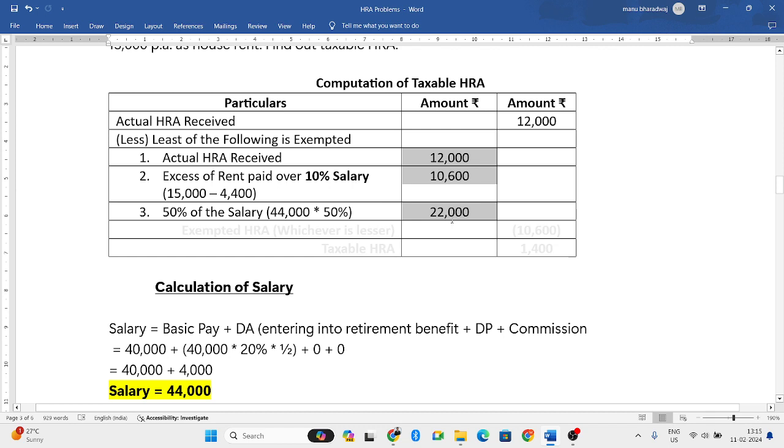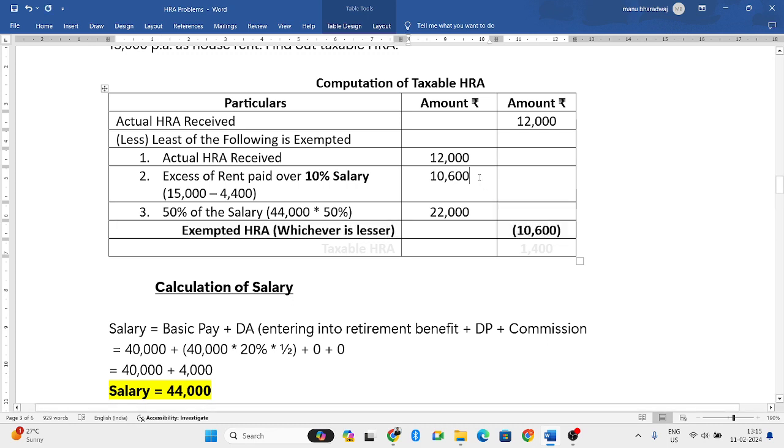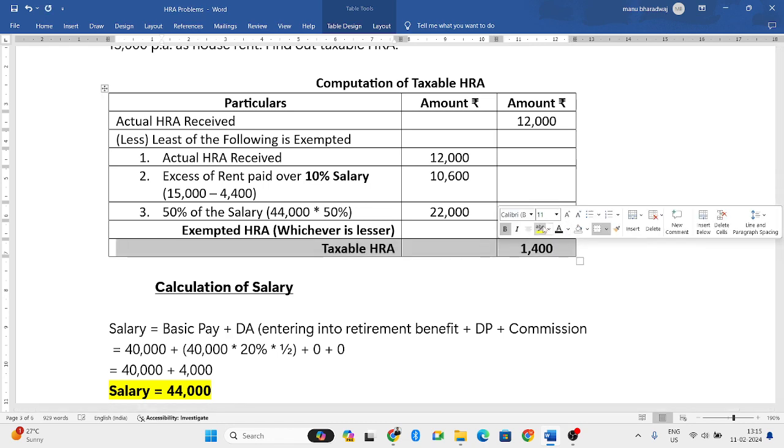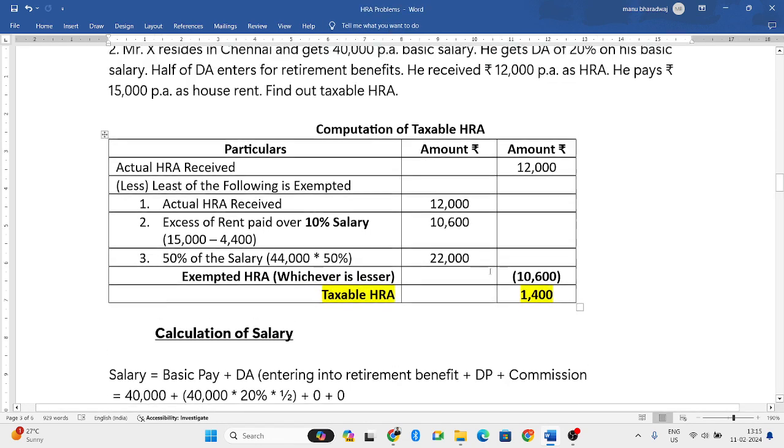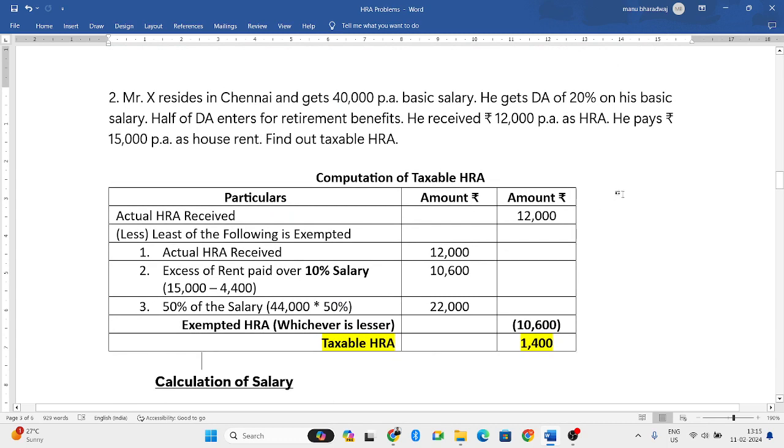Now we have got the 3 exemptions. Out of the 3 exemptions, whichever is lesser will be given as exempted. So 12,000, 10,600 and 22,000. 10,600 is the least amount. So 10,600 will be given as exemption. So total HRA is 12,000. In that, 10,600 you have got as exemption. The remaining 1,400 rupees will be your taxable HRA.